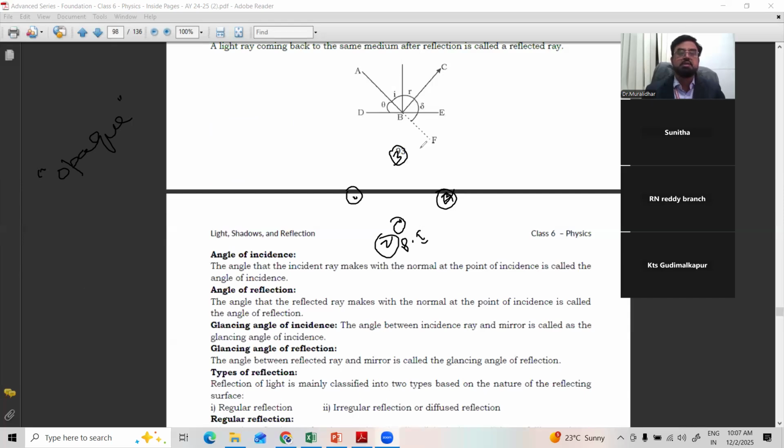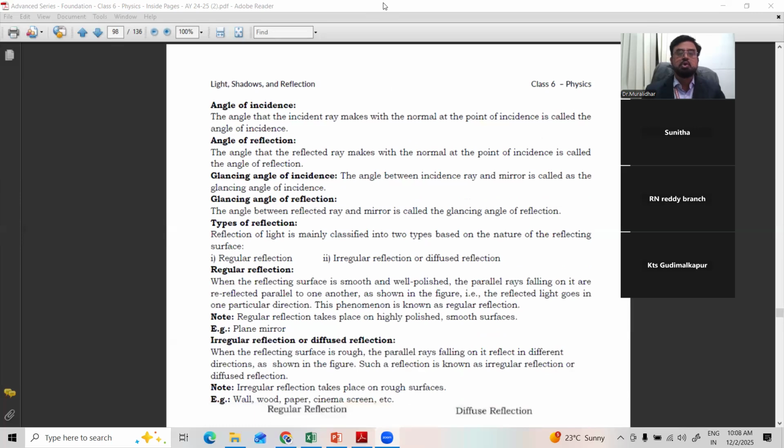Then angle of incidence: the angle made by the incident ray with the normal. When you are focusing a light onto the glass mirror, what is the angle made by this light with the normal, the perpendicular to the surface of the glass? That is called angle of incidence. But after returning back, the reflected ray will make some angle with the normal. That is called angle of reflection.